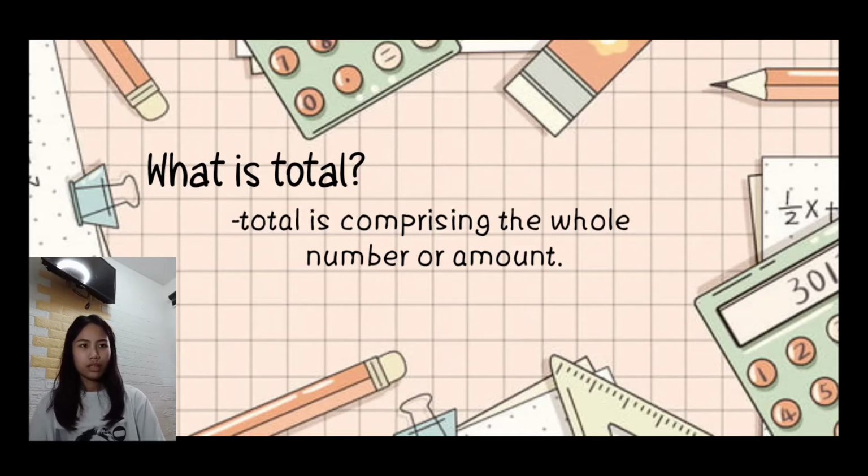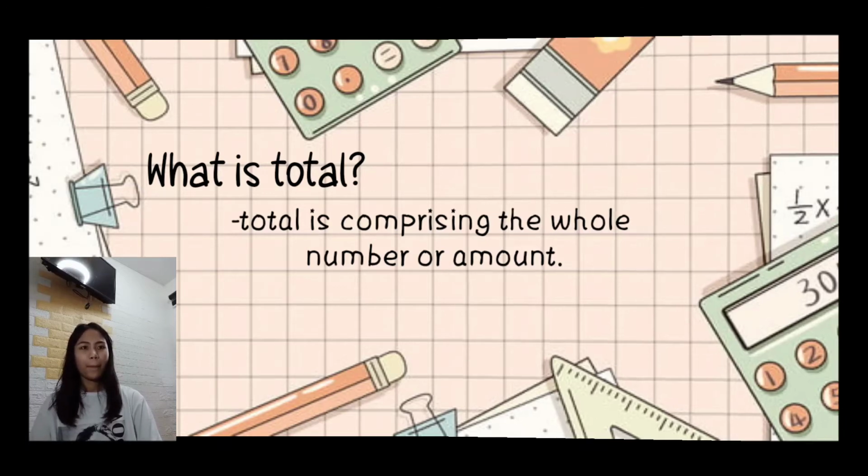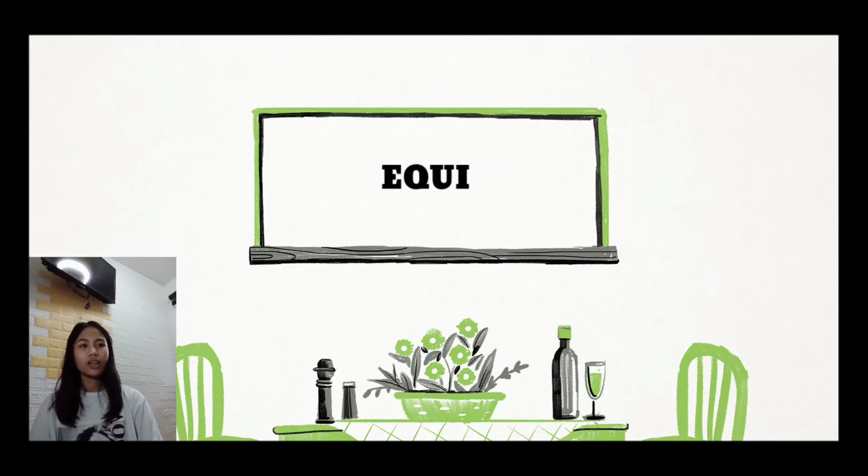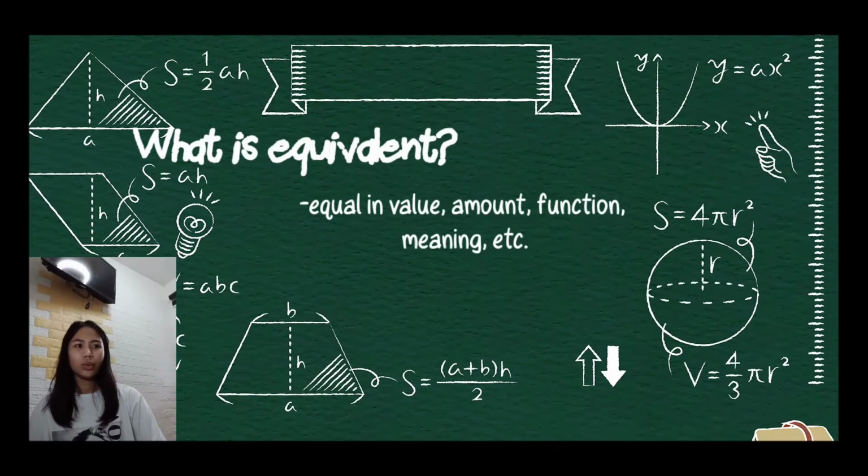So it explains that it is the complete or absolute or a product of addition or the sum or the answer of an entire quantity. So next is equivalent. So it is the equal in value, amount, function, meaning, or etc.